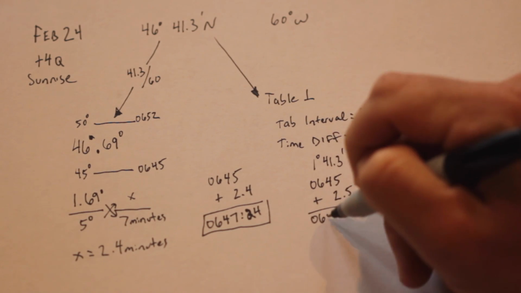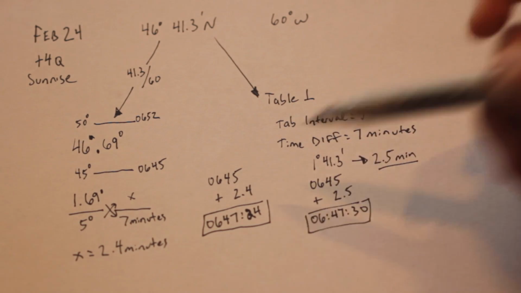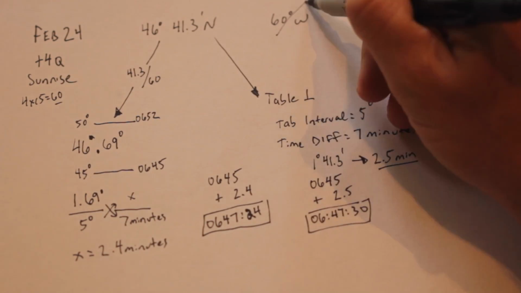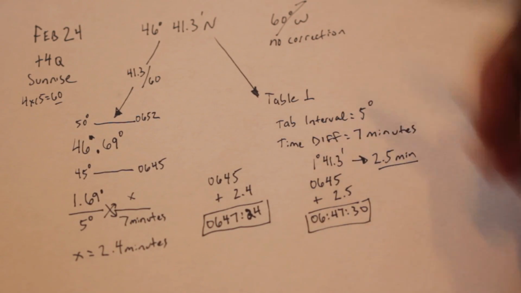Now that latitude is corrected, we need to take a look at longitude. In this case, we're at 60 degrees west, which is our standard meridian, so no correction is necessary, and we already have our final answer, depending on which method you used.